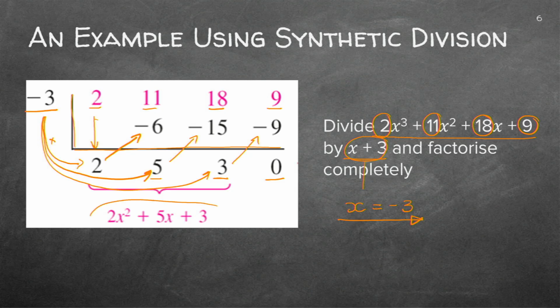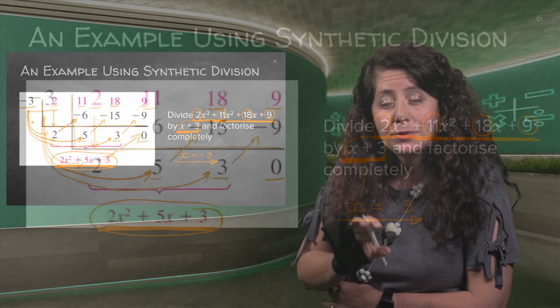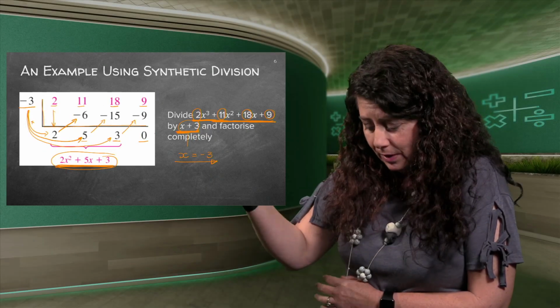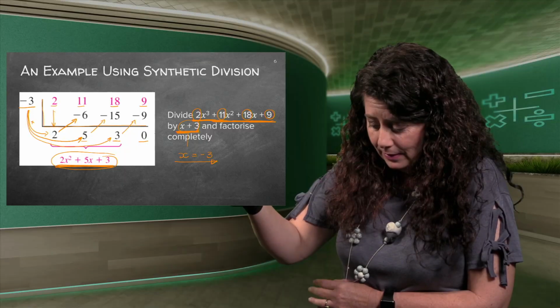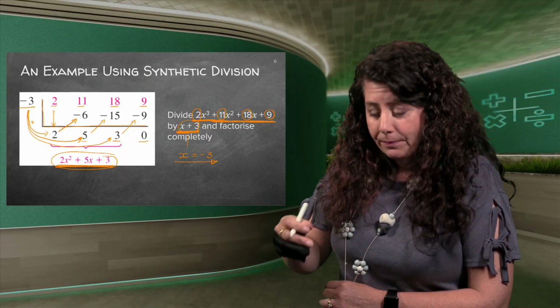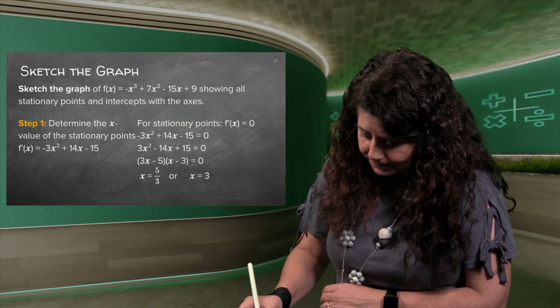So your answer will be, if you divide x plus 3 into 2x to the power of 3 plus 11x squared plus 18x plus 9, it equals 2x squared plus 5x plus 3. Please remember how to use this. I'm not going to show it again in the examples, but just remember that's how we do that.